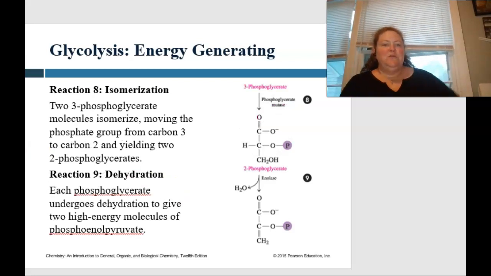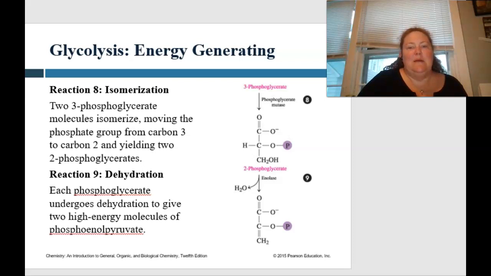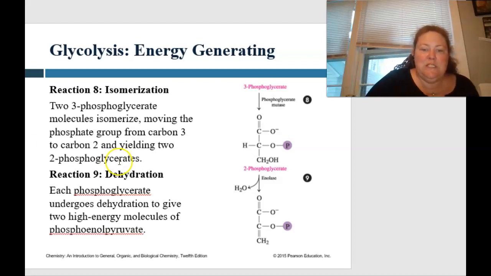Then we go on to reaction 8, and this is isomerization. This is when those 3-phosphoglycerate molecules isomerize, and the phosphate group moves from carbon 3 to carbon 2, and this is going to yield 2 2-phosphoglycerates. Then for reaction 9, it's not the last reaction, but the last in this slide, it's a dehydration reaction. Each 2-phosphoglycerate undergoes dehydration to give 2 high-energy molecules of phosphoenolpyruvate.